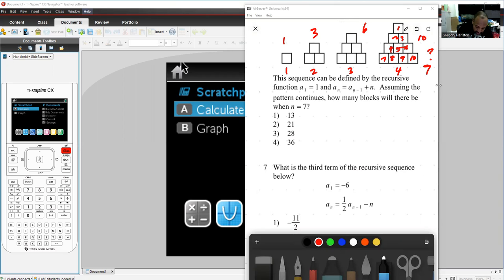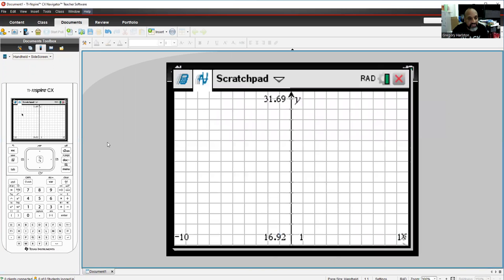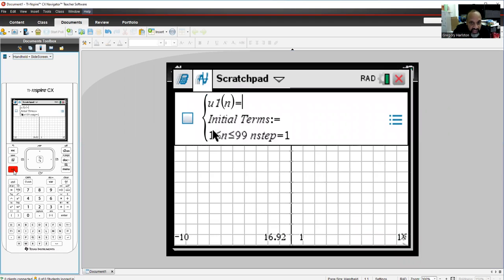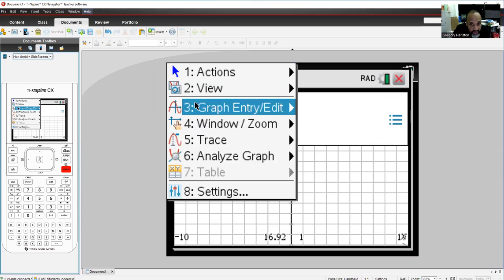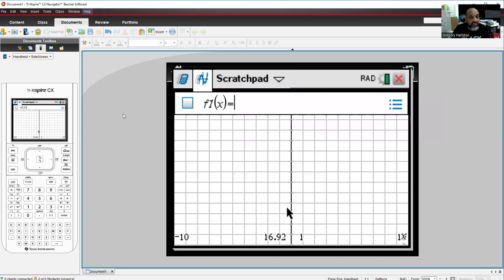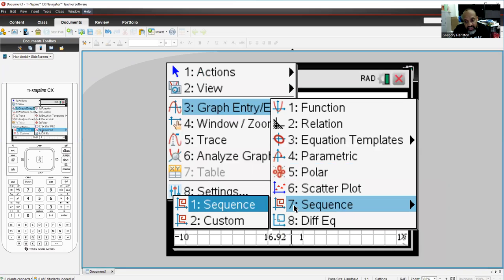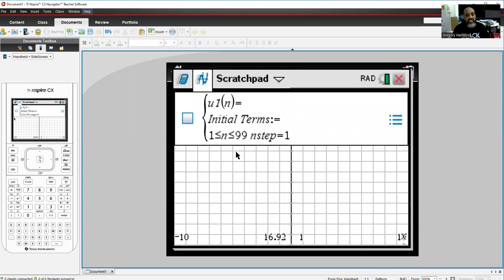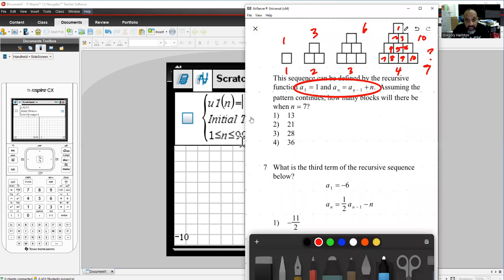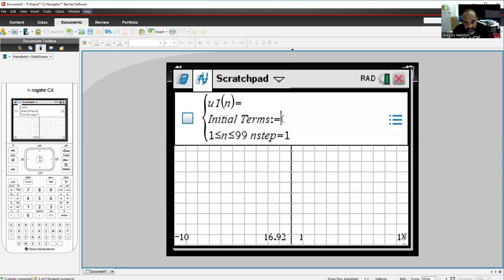All right, so we're going to use this recursive sequence that they gave us. So remember, you're going to go to the graph. Okay, I already have it set up, but I'm going to show you how you would get there. Menu 31, we'll set it back to function. Now, to get to the sequence, you would hit the menu button, go down, hit 3, and then go to 7, and then 1 for sequence. And you're going to see this, just like we did in the last video. So the initial term for this one, remember, was 1. So we're going to put 1 in for the initial term.